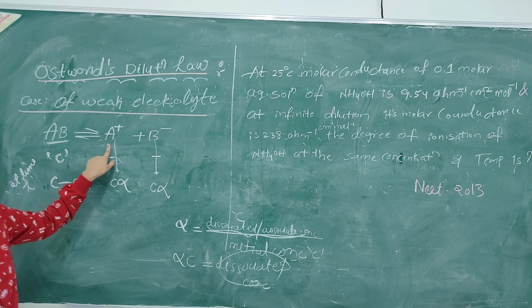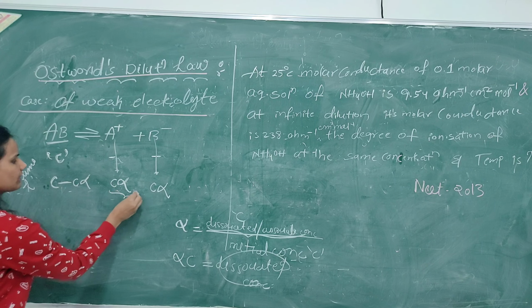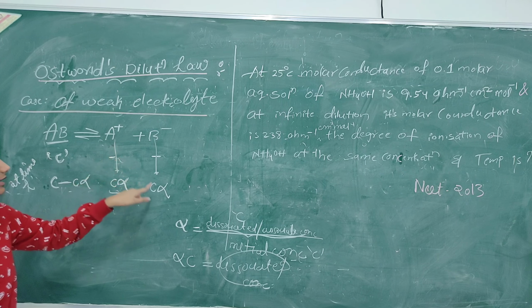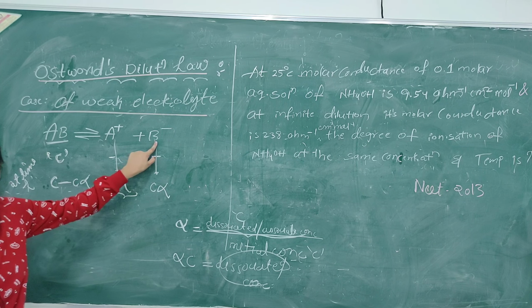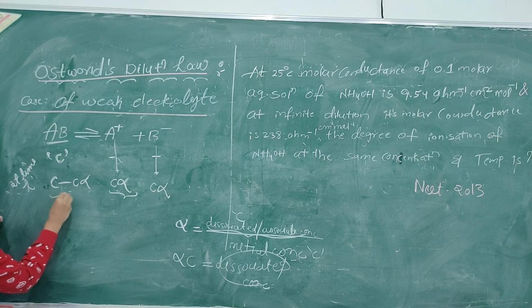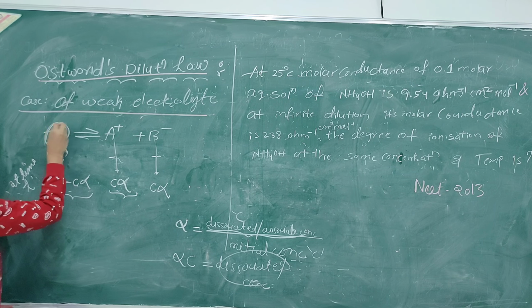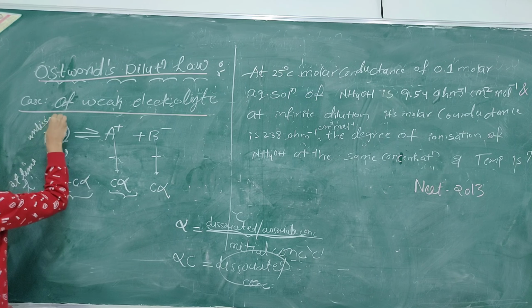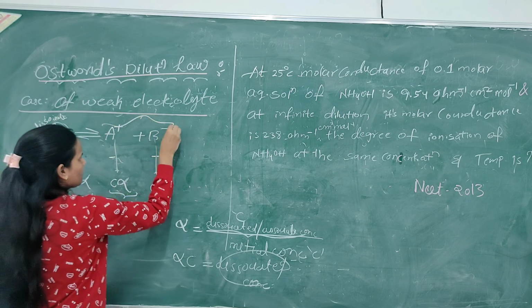C alpha, A positive will be present. This is my whole concentration. This concentration of A positive is present in the solution, this concentration of B negative, and simply from the initial amount AB, that is the undissociated part now. This is undissociated and this is dissociated ions.